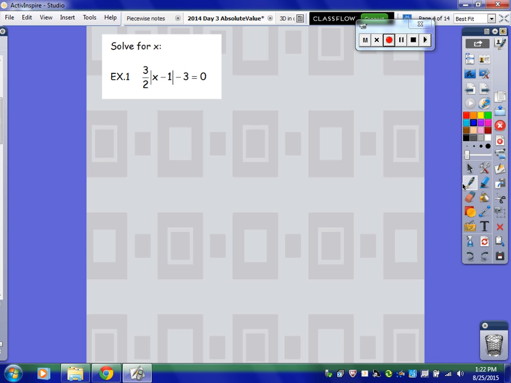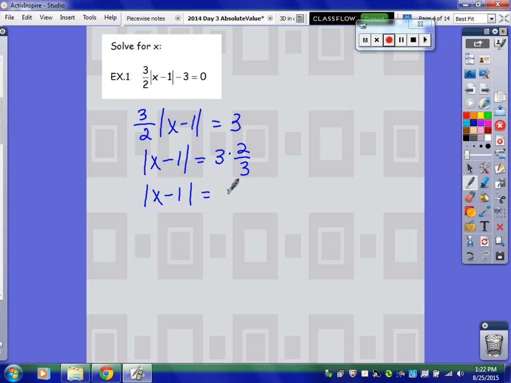So let's use the addition property, and we're going to add 3 to both sides. Good chance to practice our properties. Then we're going to use the multiplication property, and we're going to multiply by the reciprocal. And so we're going to get the absolute value of x minus 1 is equal to 2. Now that's just step 1.